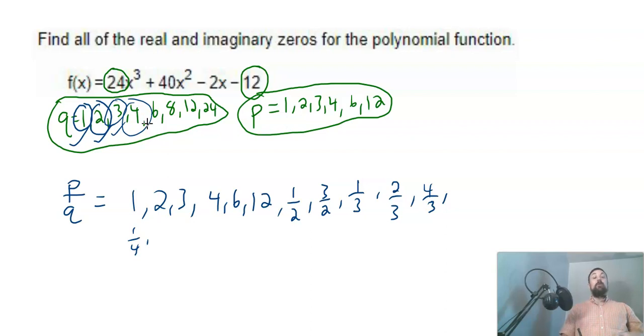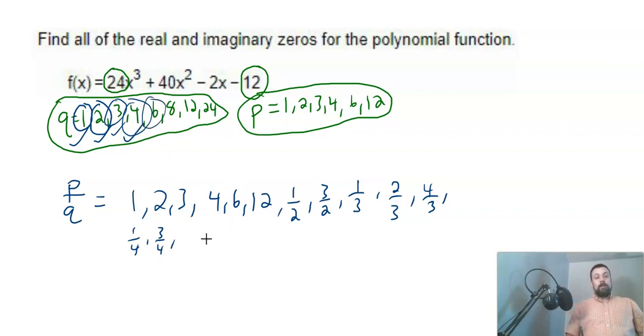2 divided by 4 reduces to 1/2, already on my list. 3 divided by 4, that doesn't reduce, so that's a new number. 4 divided by 4 is 1. 6 divided by 4 reduces to 3/2. 12 divided by 4 reduces to 3. And so that's all for 4.